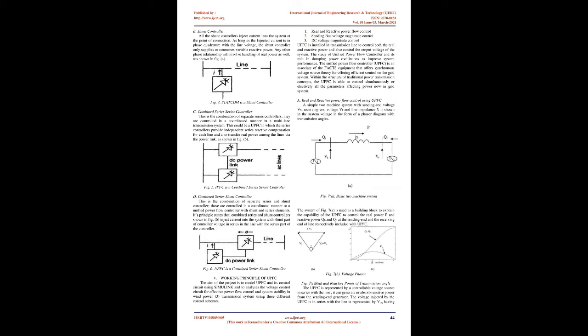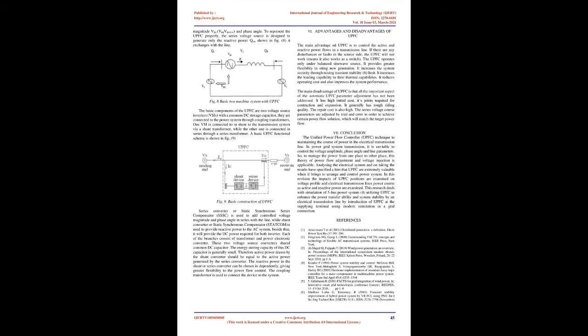Series controller. The series controller injects voltage in series with the line. As long as the voltage is in phase quadrature with the line current, the series controller only supplies or consumes variable reactive power, which is shown in Fig. 3. Shunt controller. All the shunt controllers inject current into the system at the point of connection. As long as the injected current is in phase quadrature with the line voltage, the shunt controller only supplies or consumes variable reactive power. Any other phase relationship will involve handling of real power as well, as shown in Fig. 4.